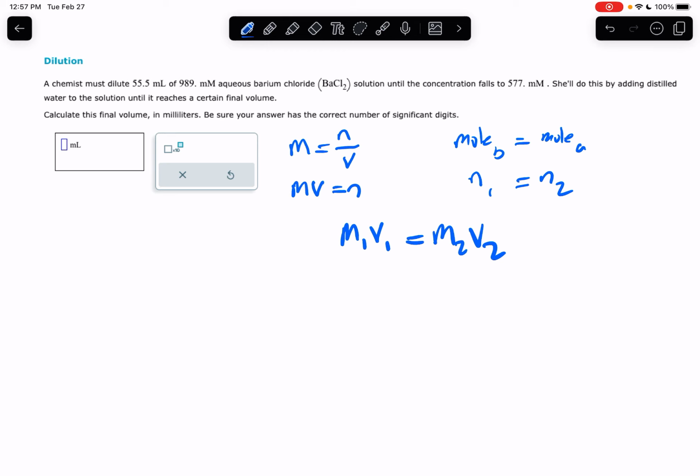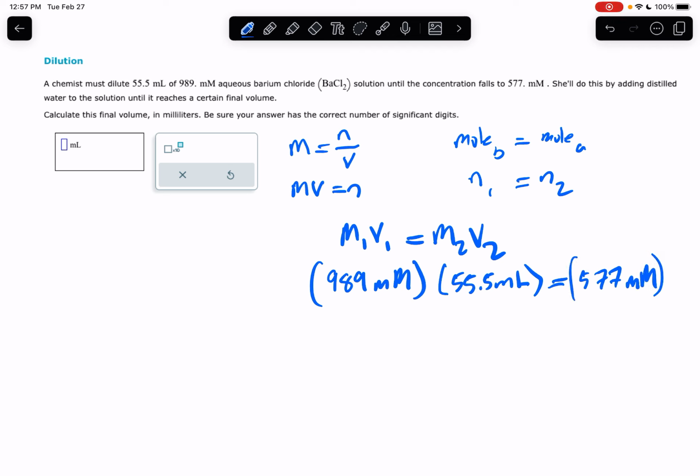Now, if we just plug the values in, we know that our original molarity is, since I'm bad with reading evidently, 989 millimolar. We're going to keep the units in here just to show how they cancel. And we know that our volume here is 55 milliliters. Now we're going to keep it in there because ultimately what they asked us to solve for is in milliliters, so why would we bother changing to liters? So over here, I'm going to put in 55.5 milliliters. And then over here, I'm going to put in the new molarity, which is 577 millimolar, and we're going to try and solve for our new volume.